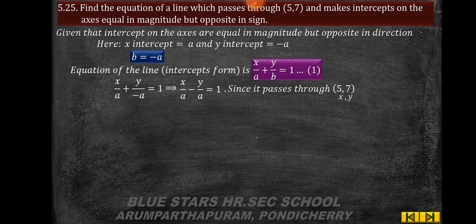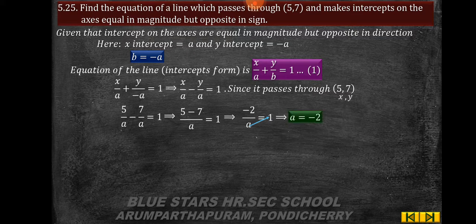Since it passes through the point (5, 7), which is nothing but the values of x and y, substitute the values of x and y in the equation. You get 5 by a minus 7 by a is equal to 1, which implies (5 minus 7) by a, because the denominators are the same, we just subtract the numerators. So (5 minus 7) by a is equal to 1, which implies minus 2 by a is equal to 1. Then you do the cross multiplication, a into 1. So the value of a is equal to minus 2.